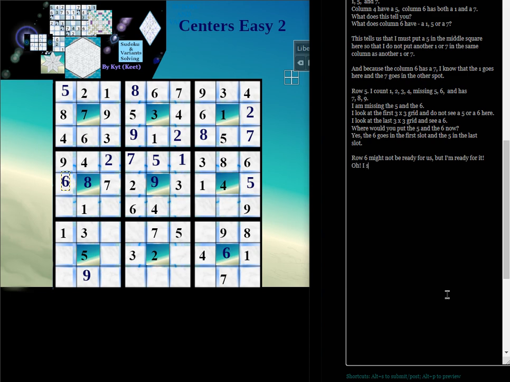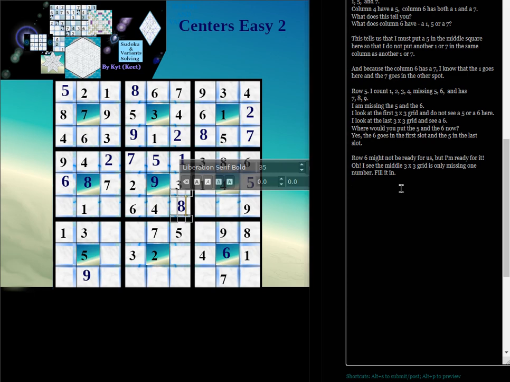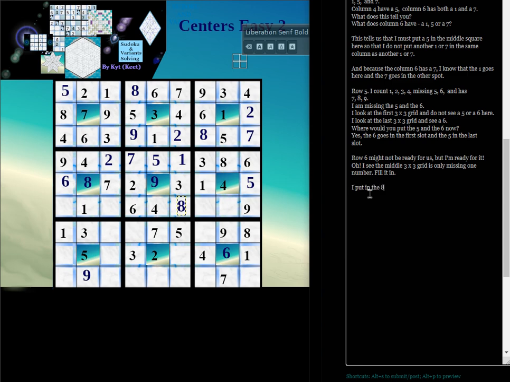Oh, I see the middle 3 by 3 grid is only missing one number. Fill it in. I put in the 8.